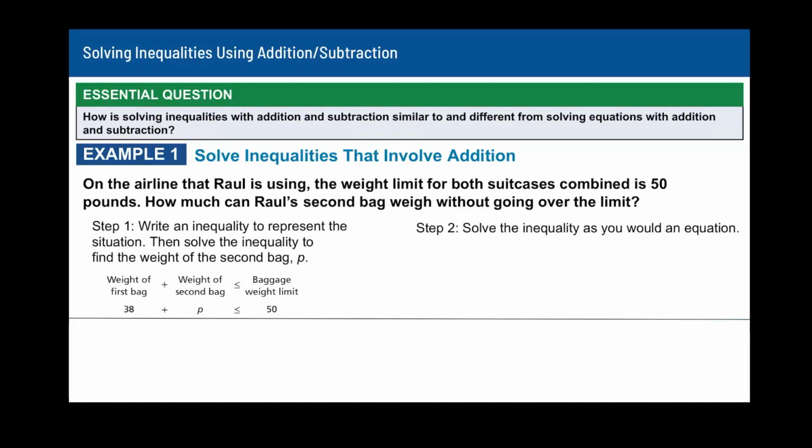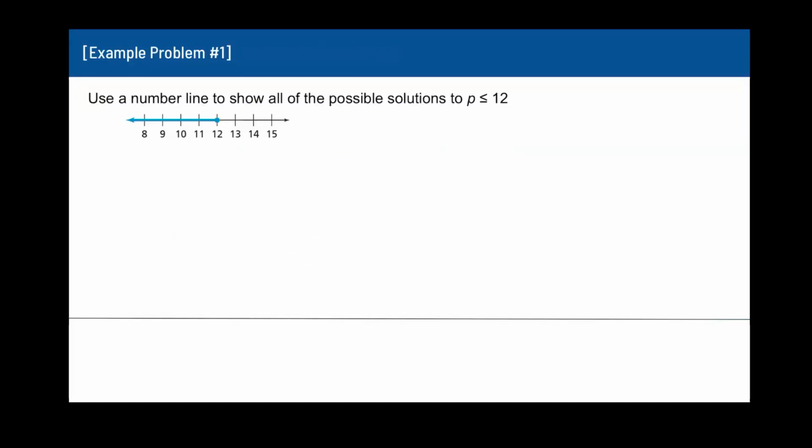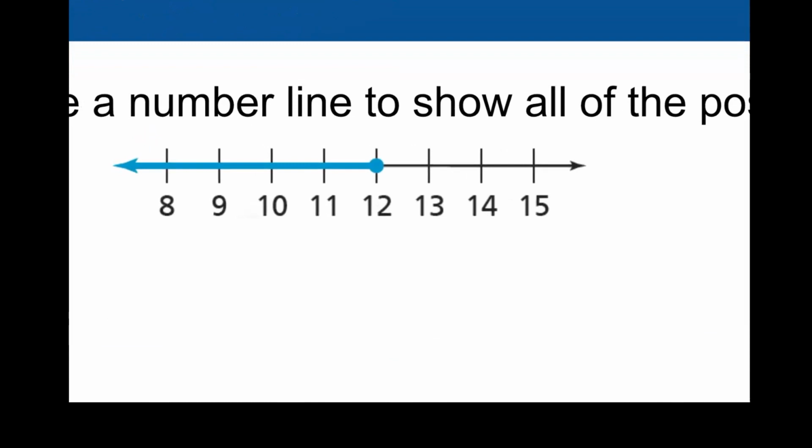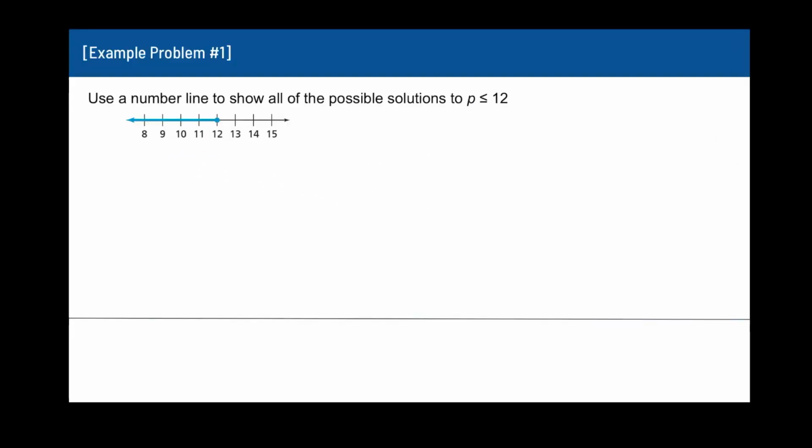Now we'll solve that inequality like we would an equation. We draw that line down the middle, and we do things on both sides. We're subtracting 38 from both sides. We get P is less than or equal to 12. We can also use a number line to show the possible solutions. If you remember from our Desmos activity, we're going to have a closed circle because it could be equal to 12. And then we're shading all of the numbers to the left to indicate numbers that are less than.